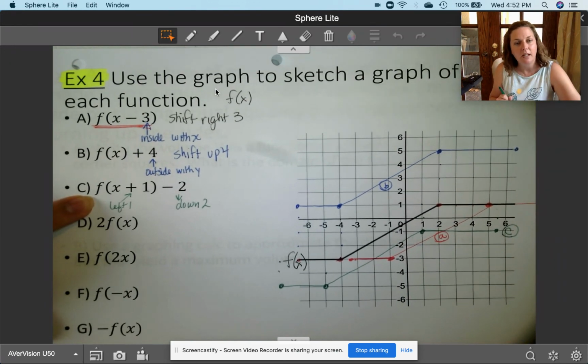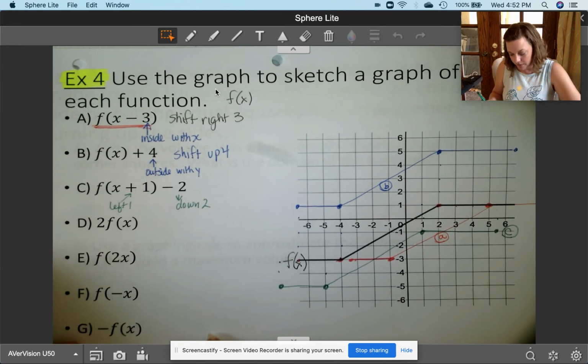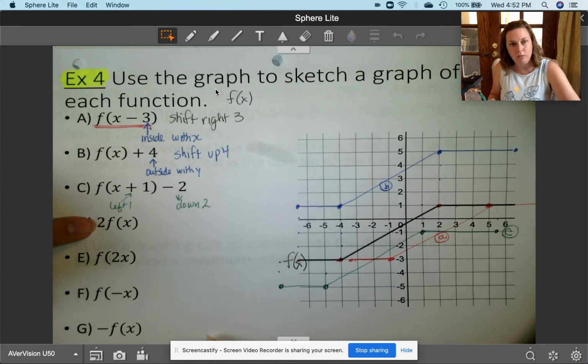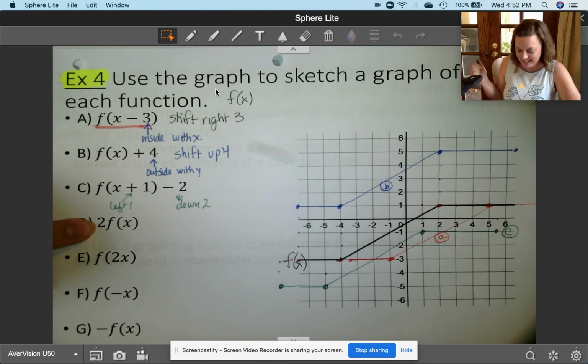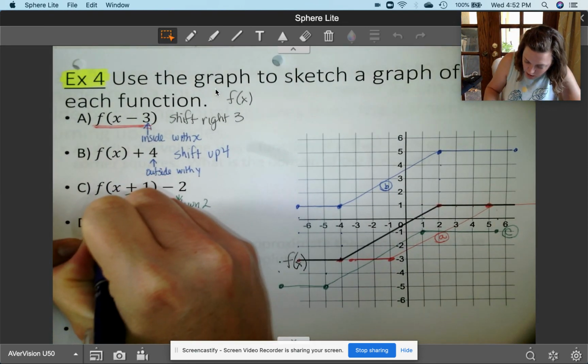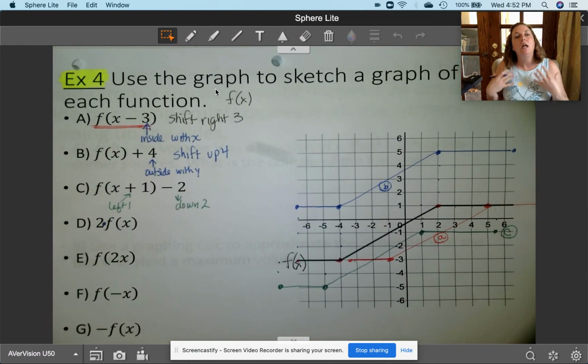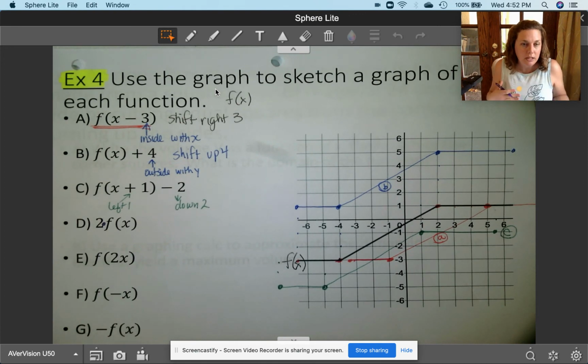All right, now we're having some different things here. We're multiplying. We're no longer just adding and subtracting. Now we're multiplying, and let's see, I even have more colors. I'm just going to go color crazy today. This is 2 times the function. And again, would you say that the 2 is on the inside or the outside?